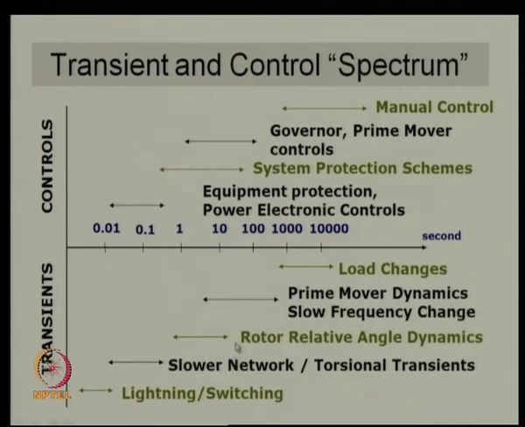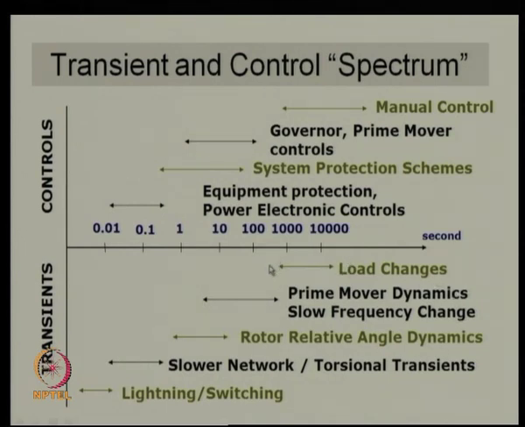In fact, if you are studying slow relative angle dynamics, you need not model a transmission line by partial differential equations. You can even neglect the d by dt terms associated with the transmission line inductances and capacitances. At an even slower scale are the prime mover dynamics and slow frequency and load changes. These are much slower.